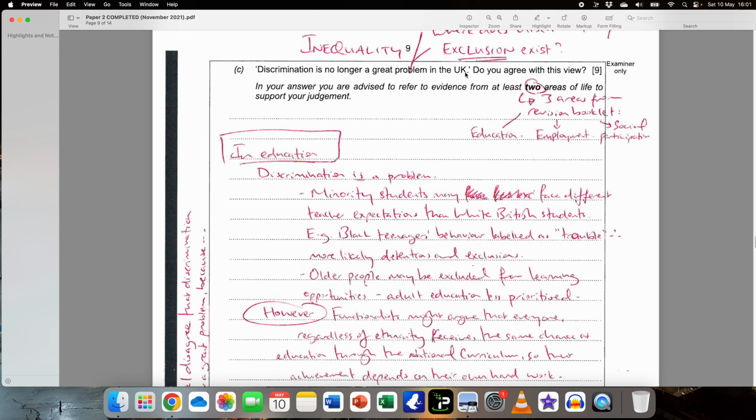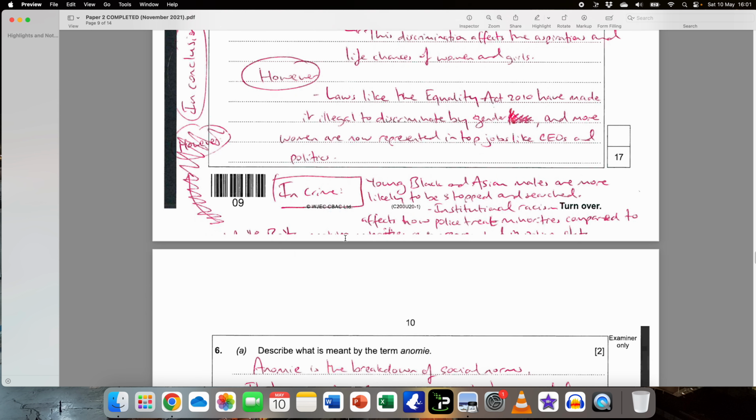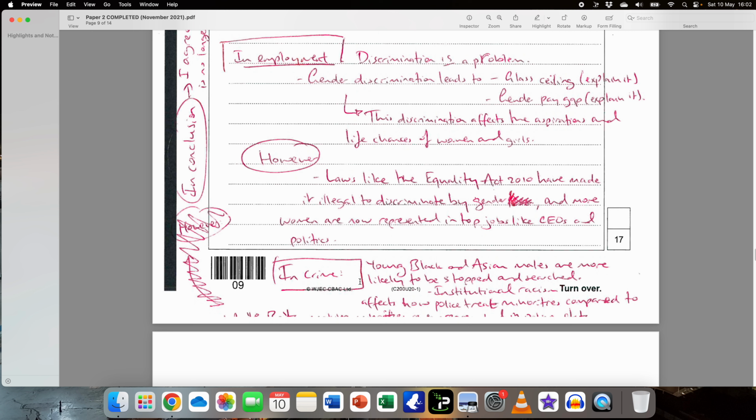Discrimination is no longer a great problem in the UK. I'm saying it is in crime. And the scan has cut off my answer. In crime, young black and Asian males are more likely to be stopped and searched, so they're being discriminated against. Institutional racism affects how police treat minorities compared to white British people. And what this does is lead to young black and Asian males being overrepresented in the crime statistics. So discrimination is a problem in the criminal system.